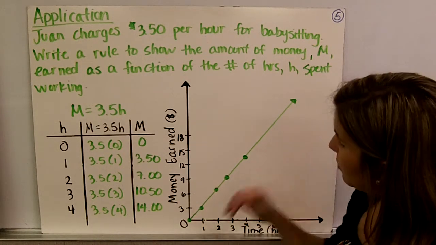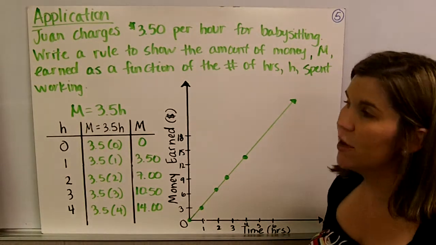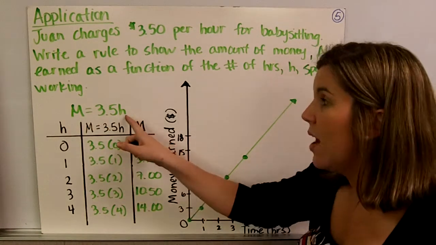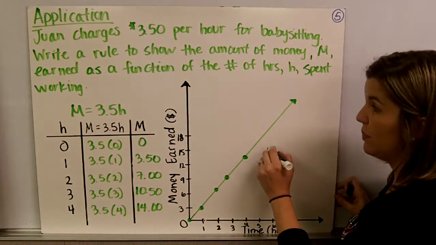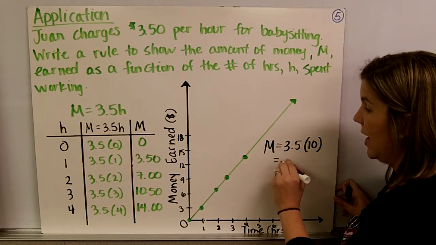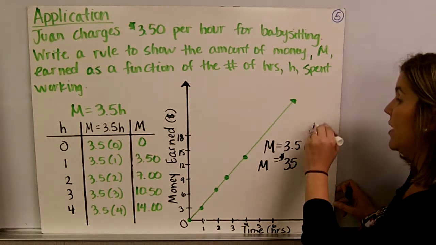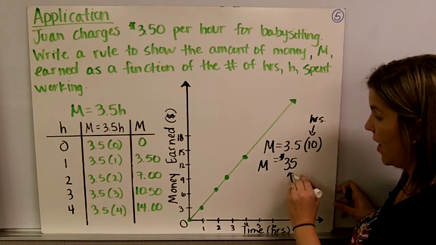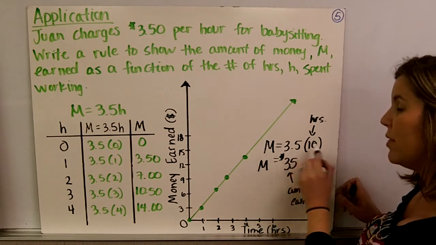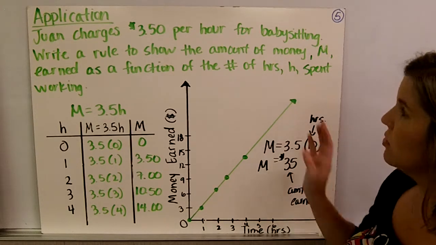All right, so I've plotted my points and I've drawn a line through them, so this can be used to predict how much money he would make if he worked 10 hours. So using the function rule, we can say, well, 10 hours, he would make $35 because M equals 3.5 times 10 hours, and that gives you 35. So M equals 35. And in the context of this problem, 10 would be hours, and 35 would be the amount earned. Make sure that you can interpret what the function rule means in the context of each problem. And remember, this can be used to predict.